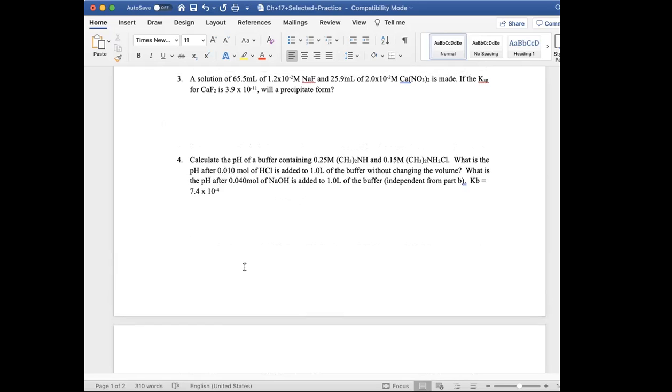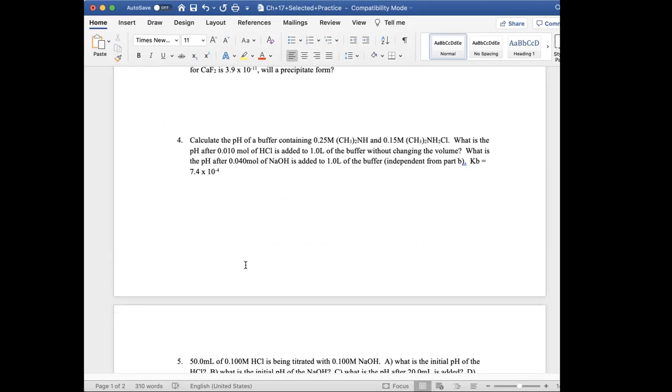Calculate the pH of a buffer containing that much of that and that much of that. Right away, if you see a Cl or some alkali metal, it's the salt version of it, right? All right, so this is going to have multiple answers. The pH of a buffer containing that and that. Then what's the pH after that is added? And then the pH after that.